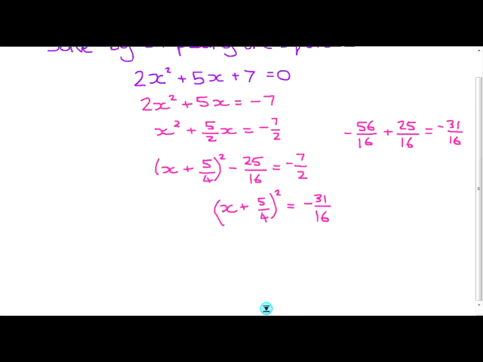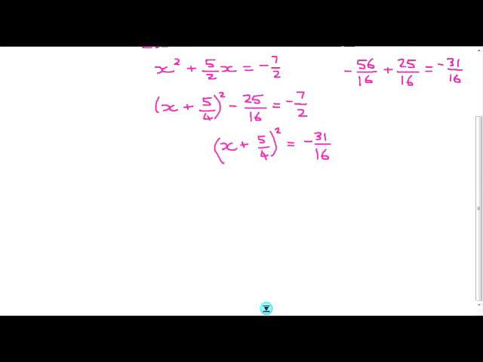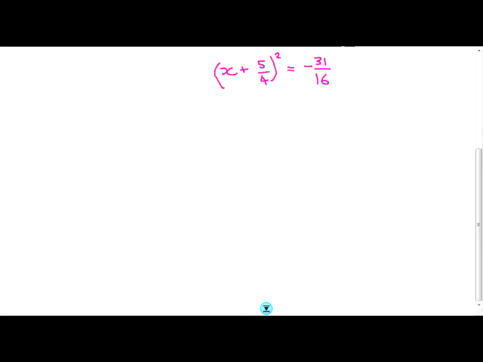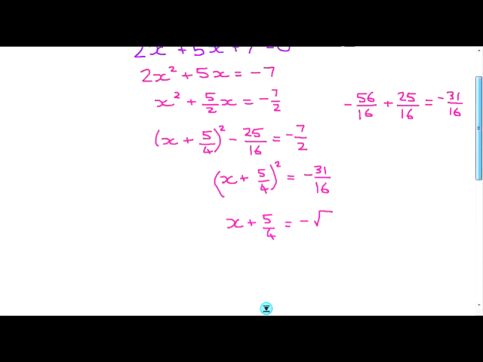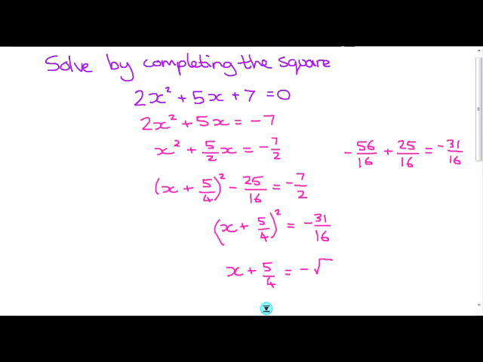Let's create a bit more space. Tad more. Okay, let's remove this. Oh, where's it going? Let's remove this squared by square rooting. So we're going to have x plus 5 quarters. Now, well, you can't actually square root a negative number. So what this actually means is this one has what we say no real roots.